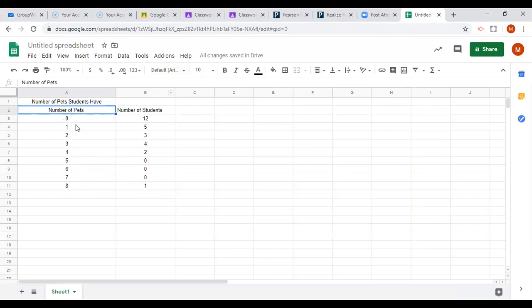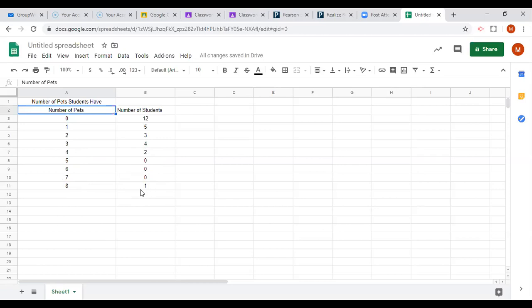So if the number of pets is 0, 12 out of those 27 people that were asked have 0 pets. If the number here is 4 pets, 2 out of those 27 people who were asked have 4 pets. And then we've got 0 for 5, 6, and 7. So out of those 27 people that they asked, 5, 6, and 7 pets have 0 people. 0 students have that many pets. And then we've got good old number 8 down here with 1.